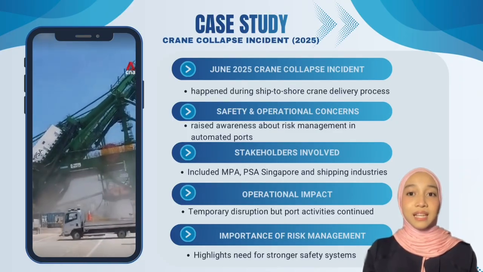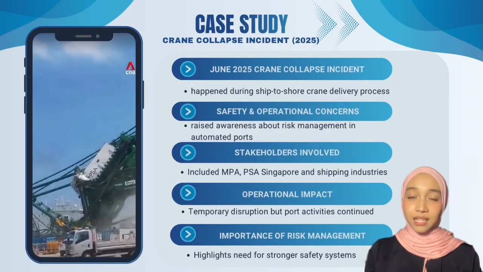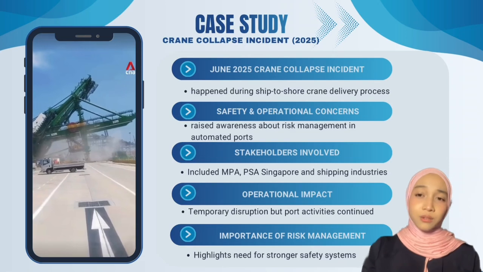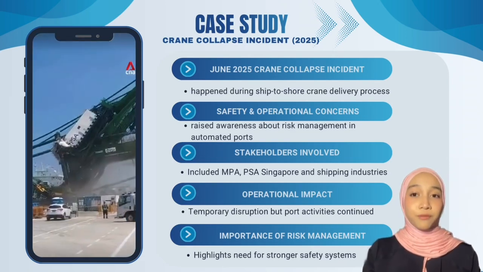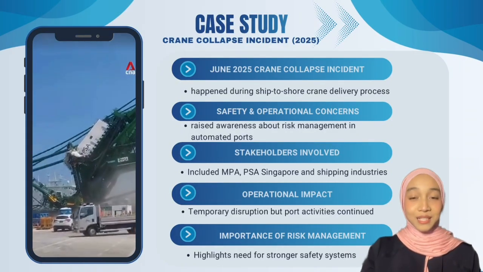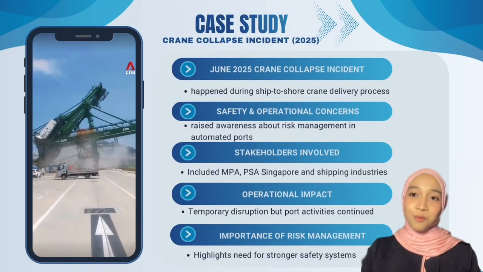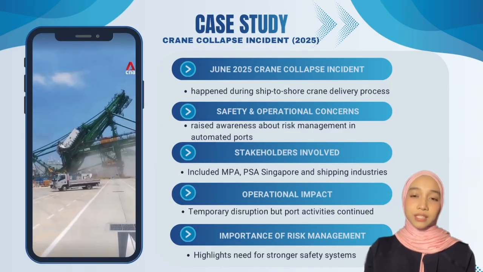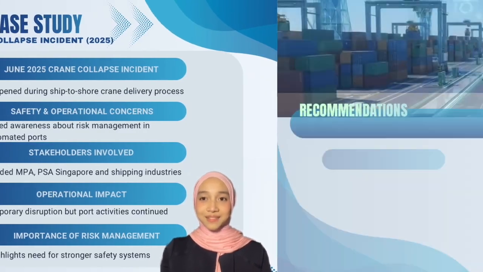One of the main lessons from this incident is the importance of operational safety in highly automated ports. Since Tuas Megaport depends heavily on advanced technology and automation, any technical failure or accident may affect operational stability and efficiency. However, despite this incident, Tuas Megaport continued its port activities while investigations were carried out. This shows the resilience and effectiveness of Singapore's maritime system in handling unexpected situations.